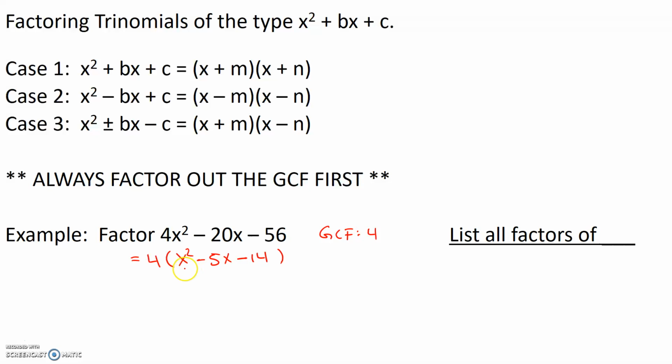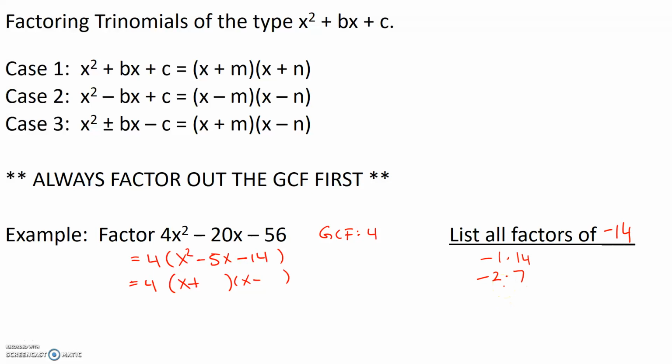Okay, now let's factor the trinomial in the parentheses, x squared minus 5x minus 14. We know this will be case 3 because the last term is negative. So we're going to get one positive and one negative. We know these two numbers have to multiply to -14, so let's list all the factors of -14. There's -1 and 14. There's -2 and 7. And then nothing else goes into 14 besides 1 and 2, so this is it.